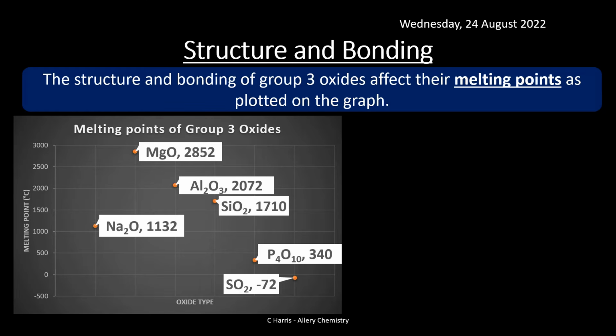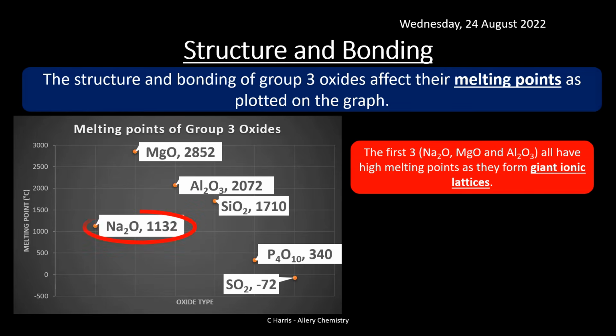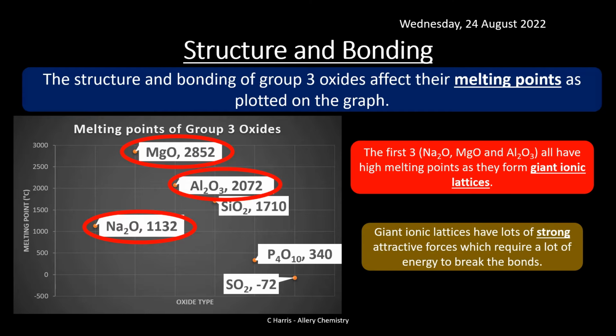So we've got melting points of period 3 oxides, as we've just seen before, plotted on the graph. We're just going to look at a few specific examples here. Let's look at the first 3, which are sodium oxide, magnesium oxide, and aluminium oxide. These all have really high melting points, as you can see on that graph, as they form giant ionic lattices. They form big ionic compounds, and they have really high melting points because it takes a lot of energy to break the strong attractive forces between the ions.